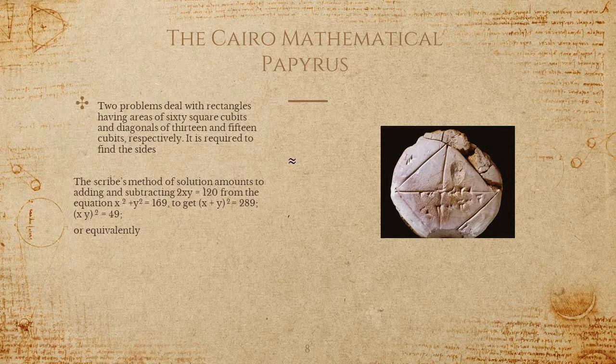Two problems deal with rectangles having an area of 60 square cubits and a diagonal of 13 and 15 cubits respectively, and it is required to find the sides. The first of the problems, in modern notation, gives the system of equations. The method of solution amounts to adding and subtracting 2 times x times y equals 120 from the equation x squared plus y squared equals 169 to get (x plus y) squared equals 289 and (x minus y) squared equals 49, which are equivalent.